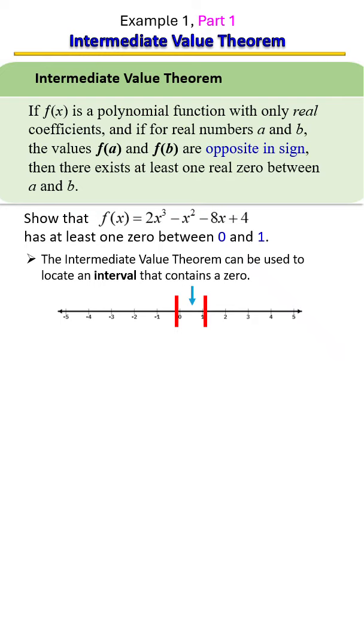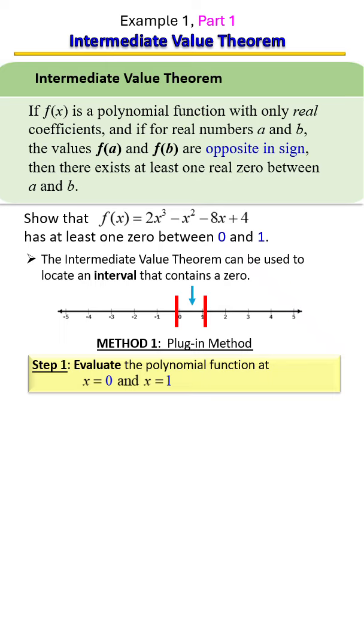So to do that, we can either use the plug-in method to evaluate the function, or we can use synthetic division. So I'm going to do both to show you what it looks like. Let's start with the plug-in method first. It means we'll start with our first value here of 0. So we're going to remove all the x's and replace them with a 0 and do the math. So once we do so, it's going to look like so.